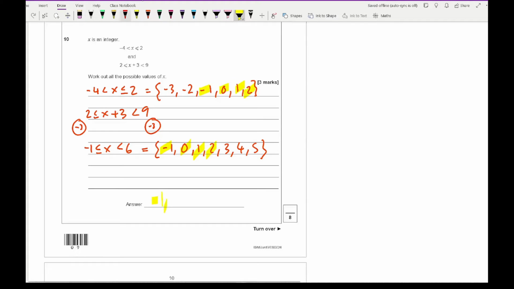So the answer to this particular question is going to be minus 1, 0, 1 and 2. Now if you wanted to be fancy and write it as an inequality, that's absolutely fine. So you can write your answer like so. But as long as you've written that list of integers, then that's going to be absolutely fine.